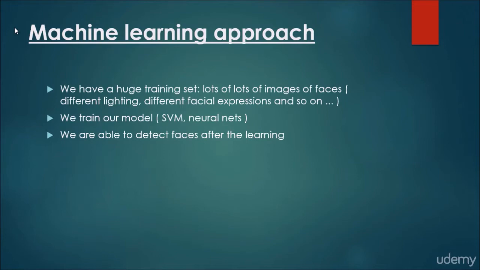Of course, we have a huge training set, lots of images of faces, different lighting, different facial expressions, and so on. And why is it good? Because we have this training set and we can train our model on this so-called training data set. We can use, for example, support vector machines, SVMs, or neural networks. Both of them are very good. And then after training the model, we will be able to detect faces after the learning.